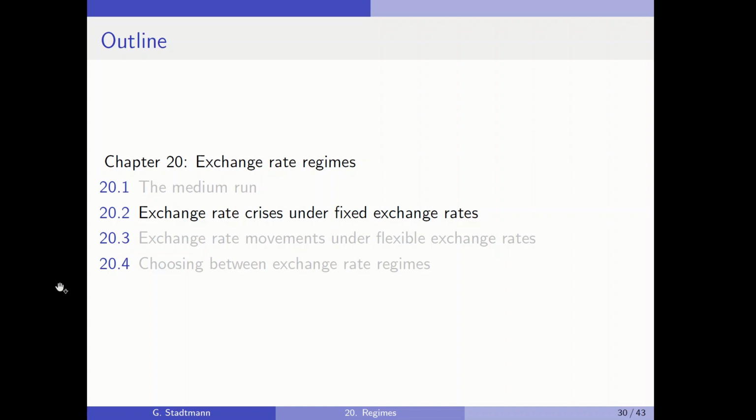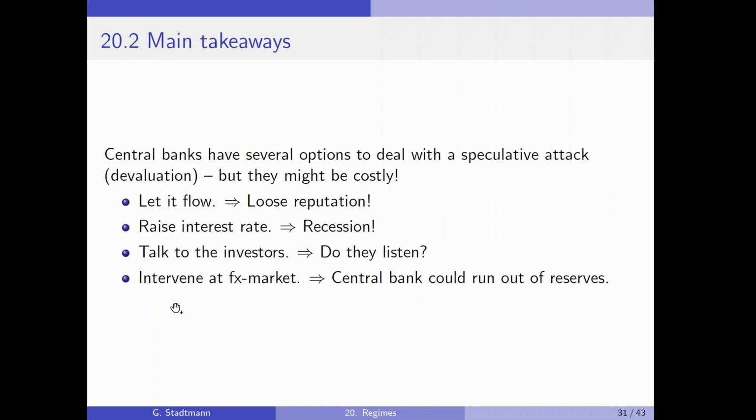So we arrived at chapter 20.2, exchange rate crisis under fixed exchange rates. Also here, let's sum up the main takeaways. What are we going to learn? We learned that central banks have several options to deal with a speculative attack, a speculative devaluation attack, but these options might be costly. One option could be to let it flow, like to switch from a fixed exchange rate system to a floating exchange rate system, but then the central bank or the government could lose reputation. One answer could be to raise the interest rate. This could lead to a recession.